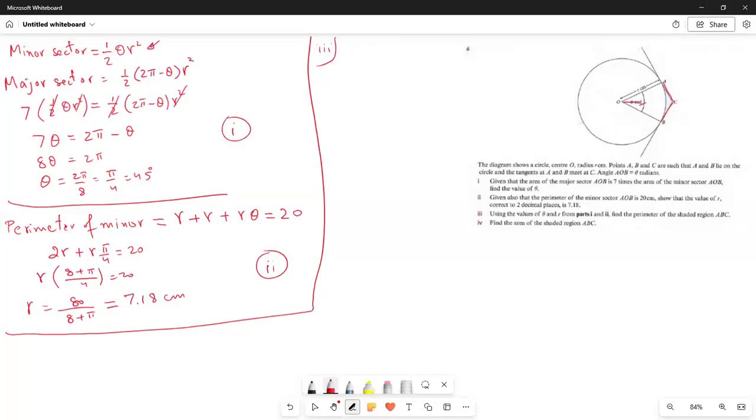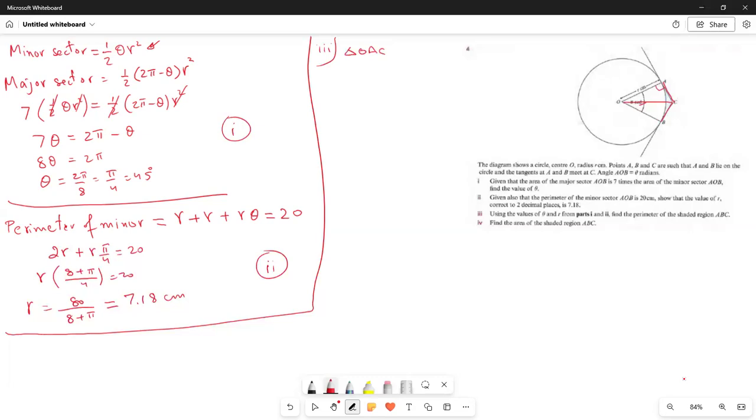Think about this triangle. I'm talking about triangle OAC. This is a right angle triangle, right? Why? Because this angle is 90 degrees. You know, the tangent line is perpendicular to the radius. So this is 90 degrees. Okay. R is known. I want to find out the value of AC.